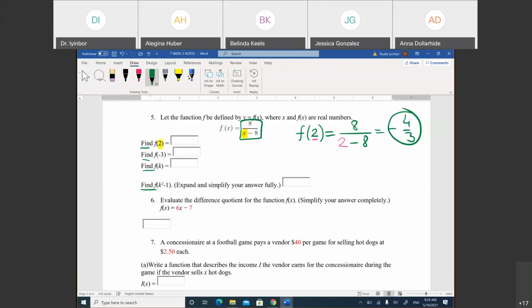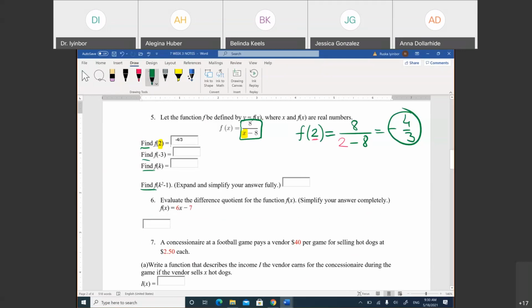And that's what you're going to put in the answer box. So I'm going to put negative 4 divided by 3 like that. Okay? Everybody good with that so far? So let's do the next one.